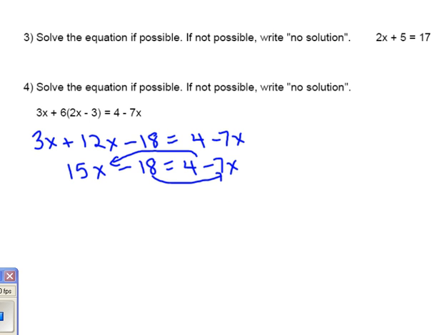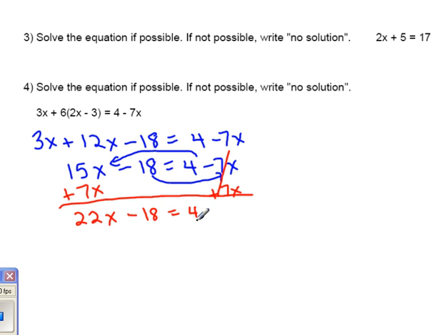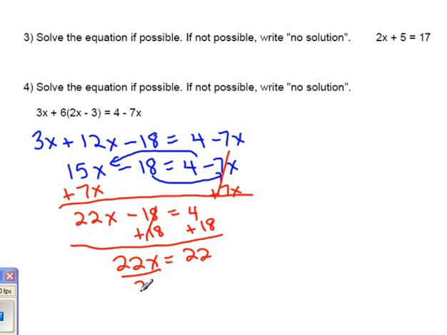So what I'm going to do here is add the 7x and line it up with the x, the like terms. They'll cancel from this side and you get 22x. Bring down the minus 18, bring down the equals, bring down the 4. Now we want to get rid of the negative 18, so we want to add 18 to both sides. So 22x equals 22. And then of course you want to eliminate the 22, so divide, and you get x equals 1.